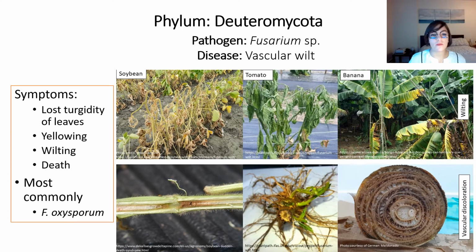In this slide, we have typical symptoms on soybean, tomato, and bananas. In the upper side, we can see the typical wilting of the plant, and in the lower part, we can see the typical discoloration of the vascular tissue.